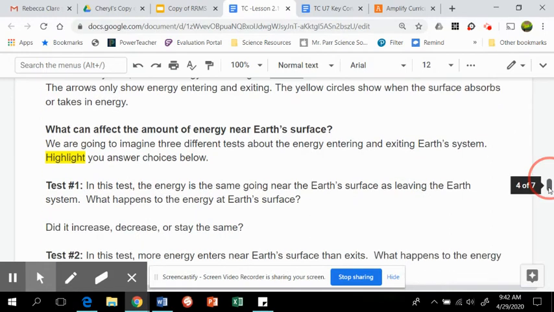What can affect the amount of energy near Earth's surface? We are going to imagine 3 different tests.